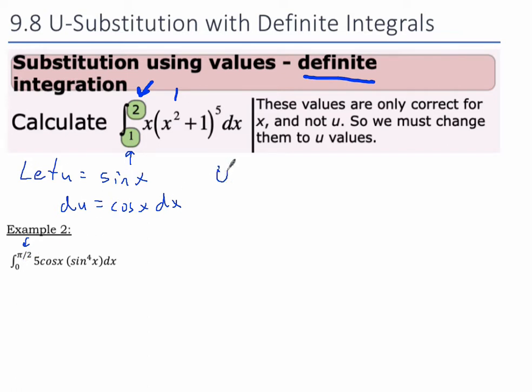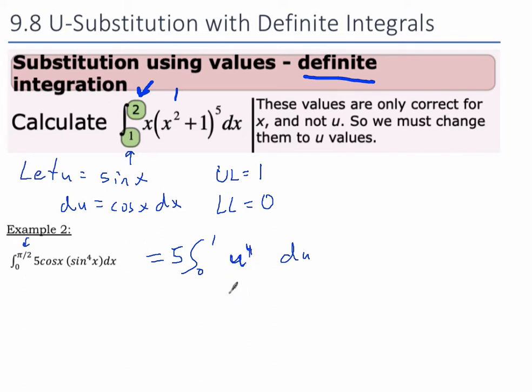the new upper limit of integration is going to be sine pi over 2, which is 1, and the new lower limit of integration is going to be sine of 0, which is 0. So this becomes, after we do the U substitution, 0 to 1. Let's put the 5 outside. And then cosine x dx is the du, and this is going to be u to the power 4.